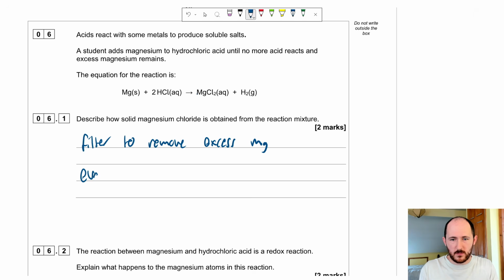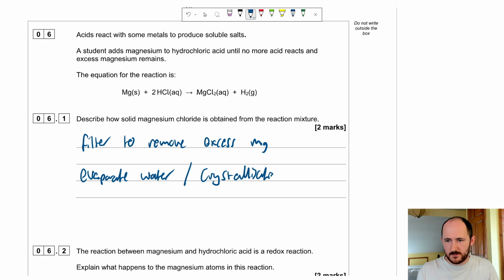So you can either evaporate water, because that will leave behind magnesium chloride. Again, the experiment that you can try at home is dissolve some salt in water. Even if you filter it, it's still salty water. However, if you boil away the water, you're left with salt in the bottom of the glass. Or you can undergo a crystallization reaction. It's up to you which one you want to do.